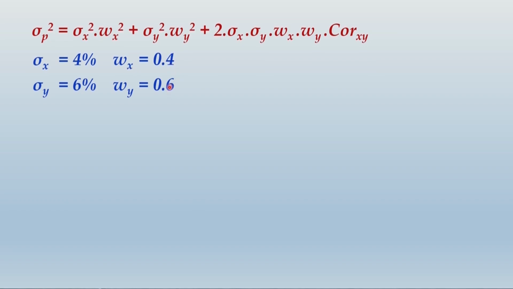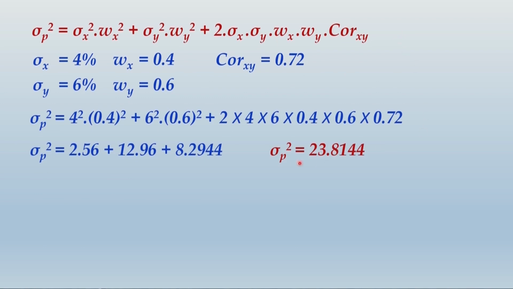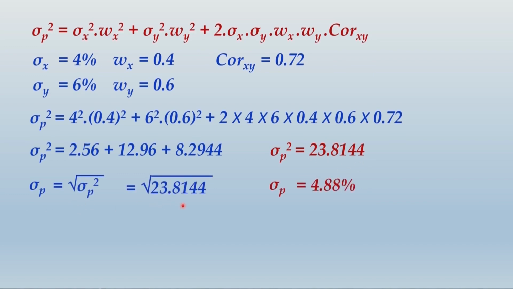I'm sure you understand this part of calculation, and correlation between X and Y is given as 0.72. Now, the portfolio variance can be determined by substituting all these values in this equation, and once you get the portfolio variance as 23.8144, square root of portfolio variance will be the standard deviation of the portfolio, and that comes to 4.88%.